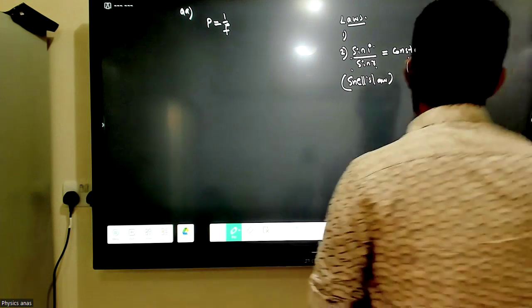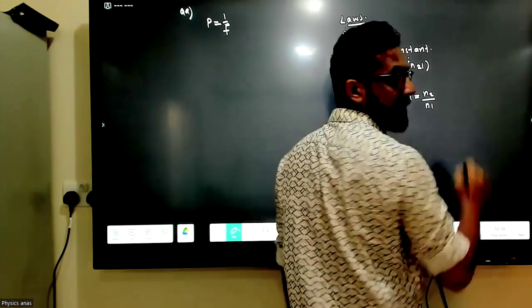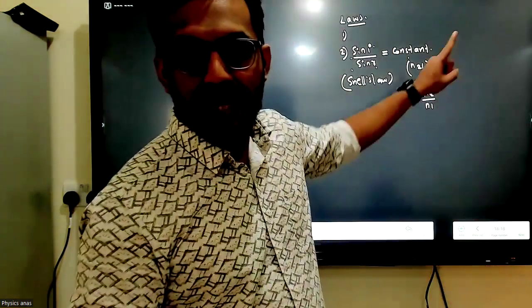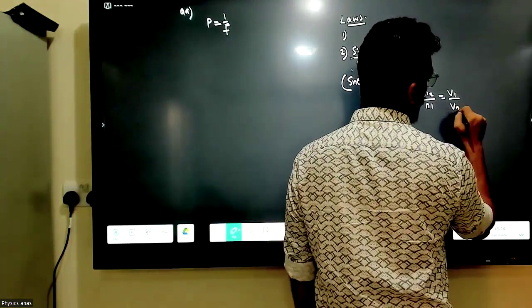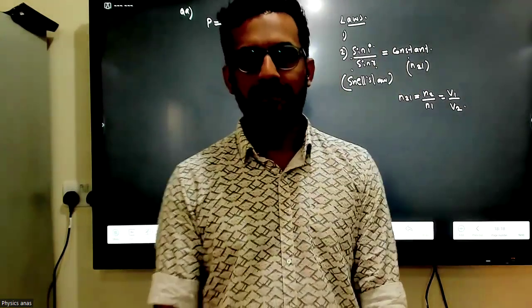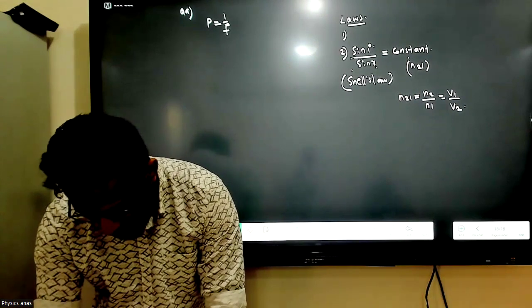And that n21 can also be written like this. n21 is n2 by n1. That n21 is also n2 by n1, and it is also v1 by v2. Okay, then write its SI unit.